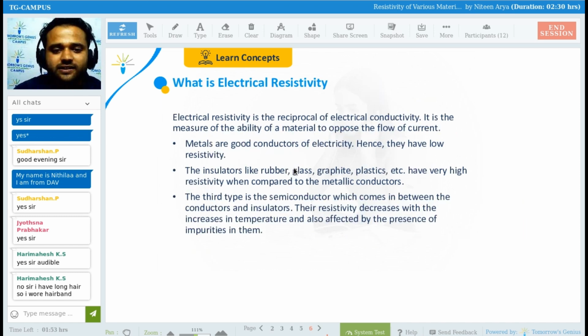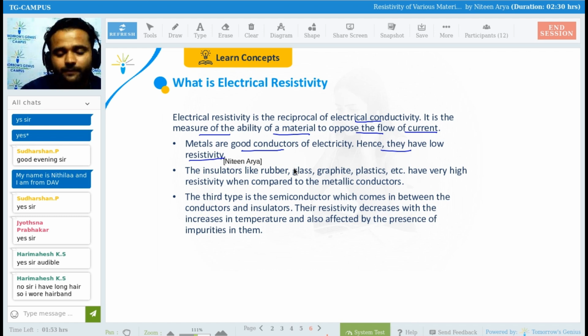So this is electrical resistivity. We already talked about it. Let's revise. Electrical resistivity is the reciprocal of electrical conductivity. It is the measure of the ability of a material to oppose the flow of current. Metals are good conductors of electricity, hence they have low resistivity. Insulators like rubber, glass, graphite, plastic, etc. have very high resistivity compared to metallic conductors like aluminium, copper, iron.